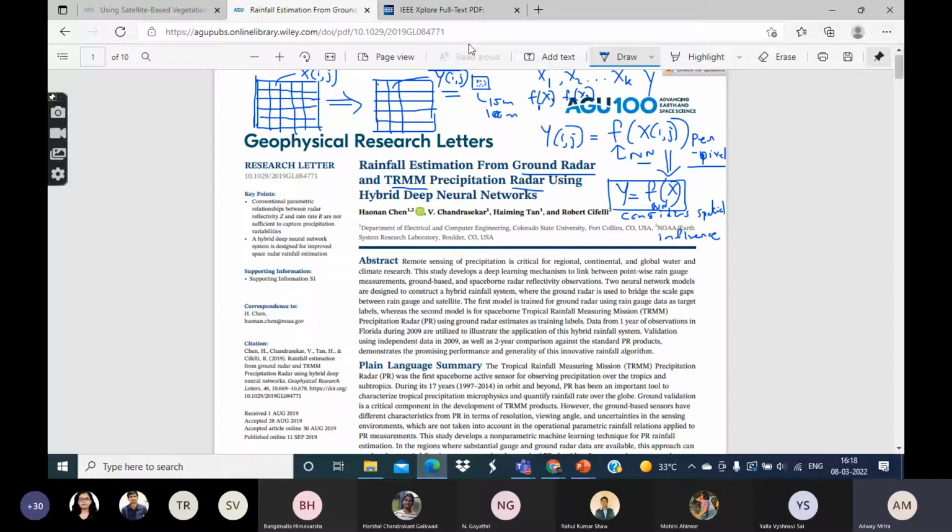So the y in this case is precipitation, rainfall at different locations, and it is being measured from two sources, or two x's. There are two sets of x's. Let us say x1 is coming from ground observations and x2 is coming from space observations.